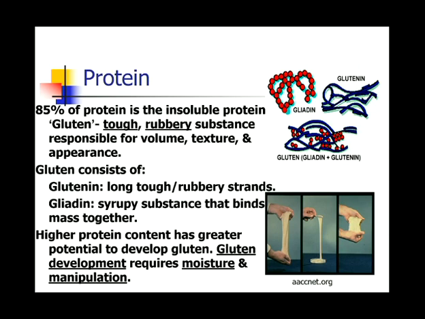About 85% of the protein is insoluble protein, not soluble. You put it in water, it doesn't get dissolved. In fact, it's very tough, very rubbery, and that's what's responsible for the volume and the texture. That type of protein in bread is called gluten.